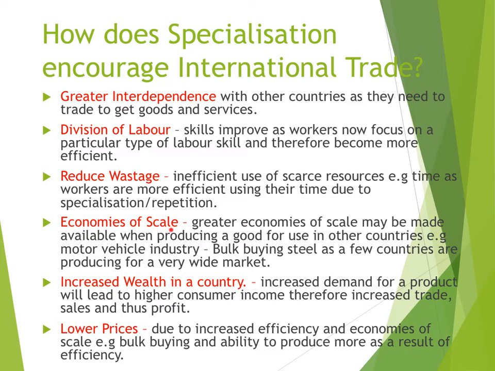they get at it. Economies of scale, so greater economies of scale may be made available when producing a good for use in other countries. So example, the motor vehicle industry, you can bulk buy the steel as there are few countries producing for a very wide market. We'll see increased wealth in the country, so increased demand for a product will lead to higher consumer income, therefore increased trade, sales, and then as a result profit. And we also see lower prices, so due to increased efficiency and economies of scale, bulk buying and ability to produce more as a result of efficiency will lead to lower prices.